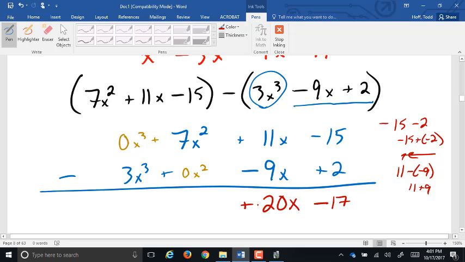This next one is easy. 7x squared minus 0x squared is 7x squared. Yes, you subtract 0, it doesn't do anything. This one's a little trickier. 0 minus 3, negative 3x to the third.